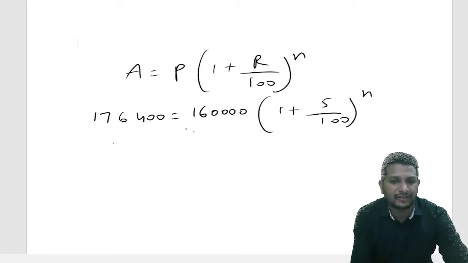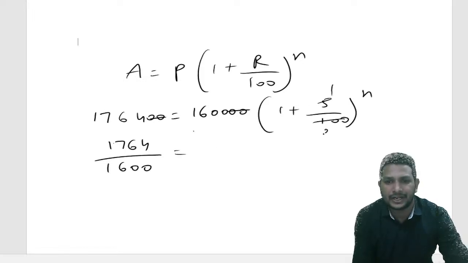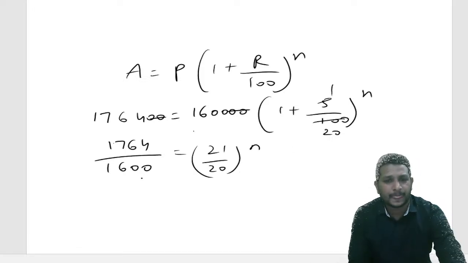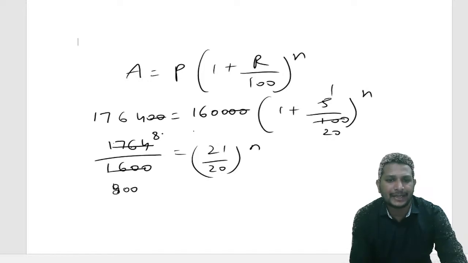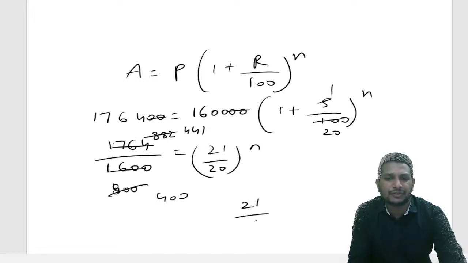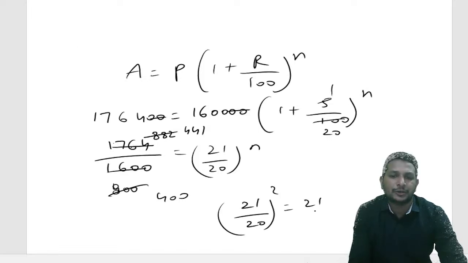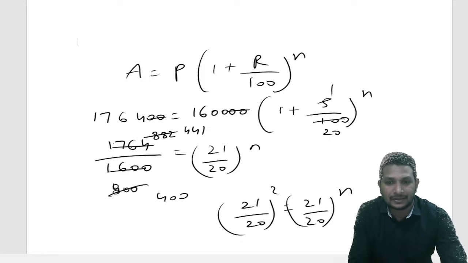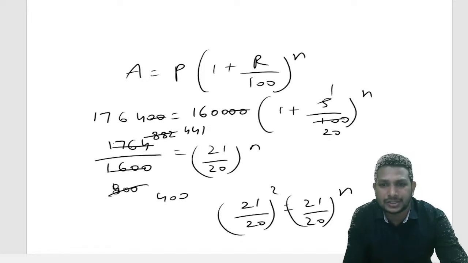Okay. Now they're asking to find N. 2 zeros will be gone. 1764 by 1600 equals 1 plus 5 by 100, power N. So if I take out the LCM, 21 by 20 power N. Okay. So if you look at this, cancel it off in 2 table. 2 into 882, again with 2, 441 and 2, 400. So 441 by 400, I can write it as 21 by 20 whole square equals 21 by 20 power N.